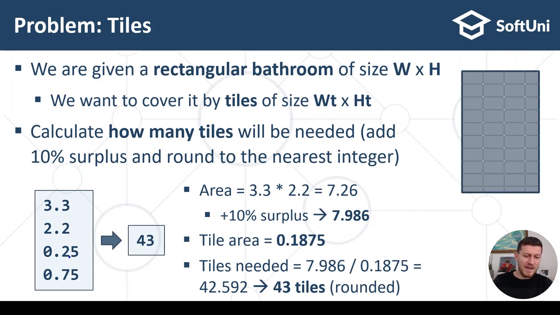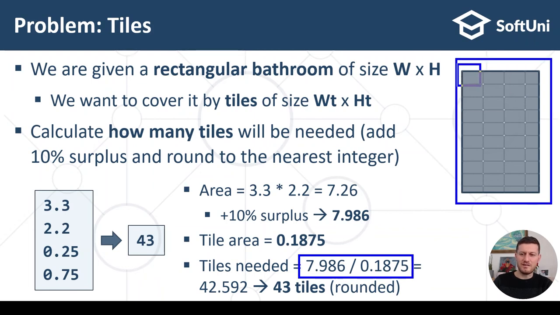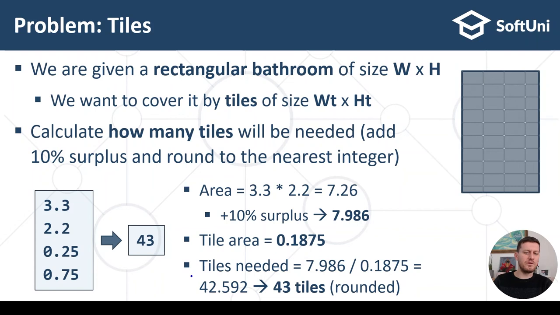And the tile area is when we multiply these two. This is the tile area. And when we divide this area to the tile area, we'll get how many tiles we'll need. We'll need 42.592, and we need to round this up. How to round this up is something we didn't learn. So you can search it in the internet.